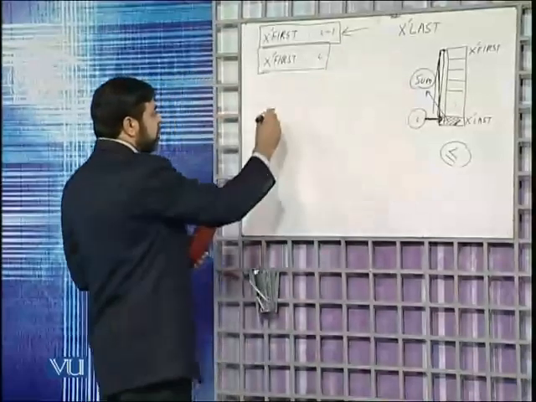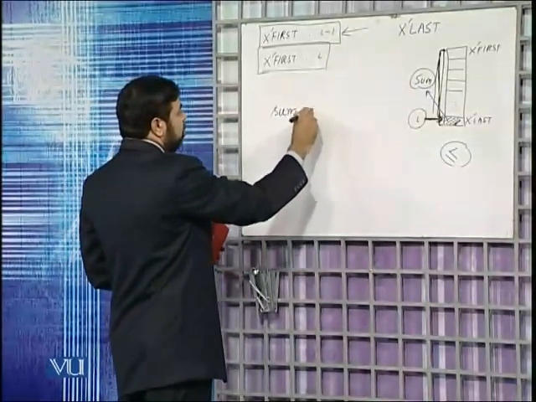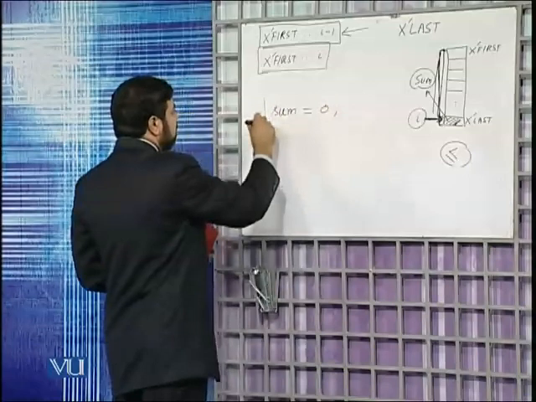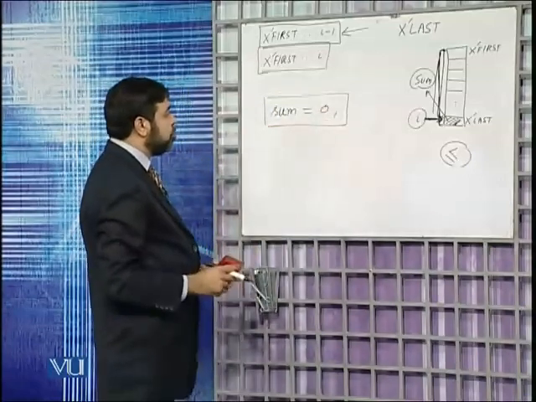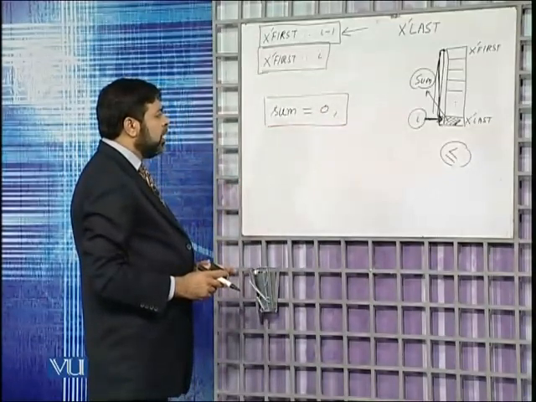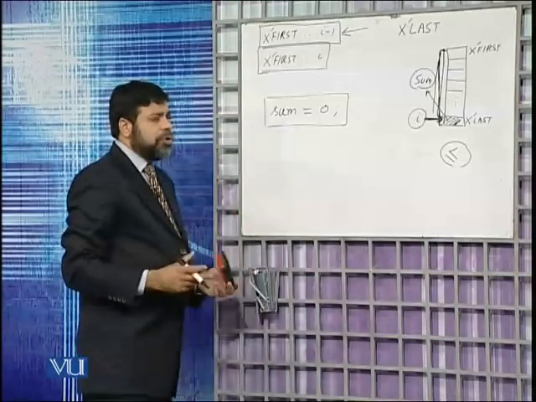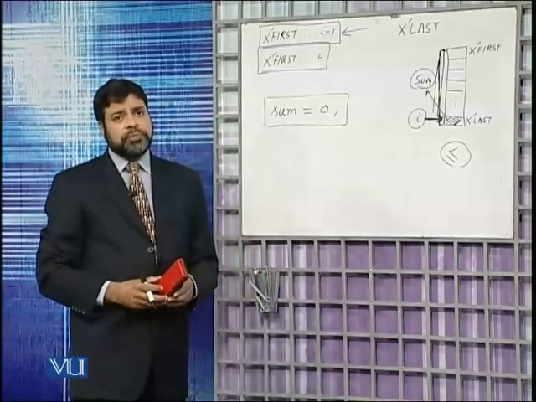So we have this sum to be equal to 0. So this is what we need to have before we start execution of the loop. We have all seen that. Now, once again, the question was, what happens if we passed an empty set?